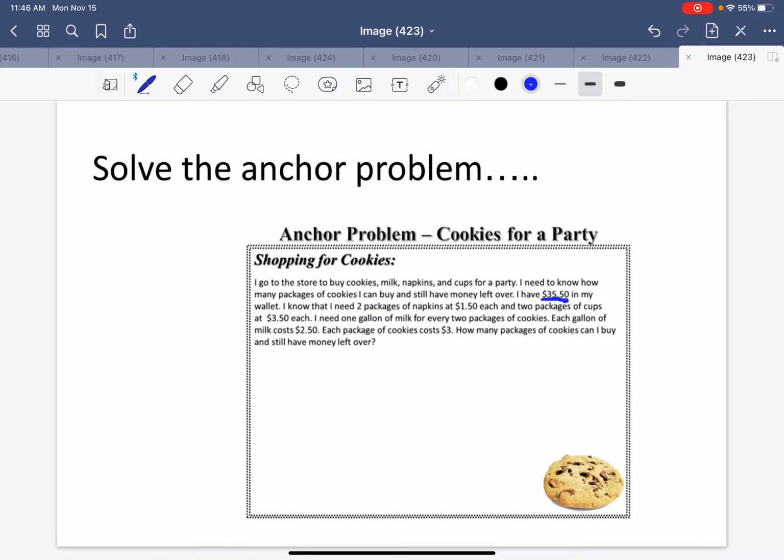I know that I need 2 packages of napkins at $1.50 each and 2 packages of cups at $3.50 each. I need 1 gallon of milk for every 2 packages of cookies. Each gallon of milk costs $2.50. Each package of cookies costs $3. How many packages of cookies can I buy and still have money left over? So that's going to be your challenge.